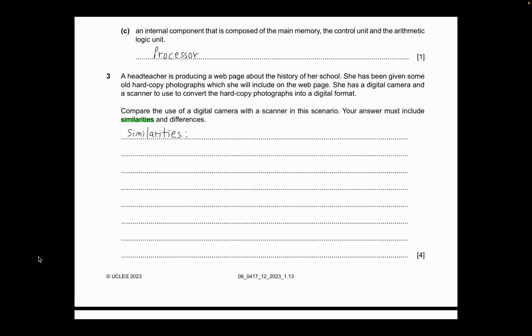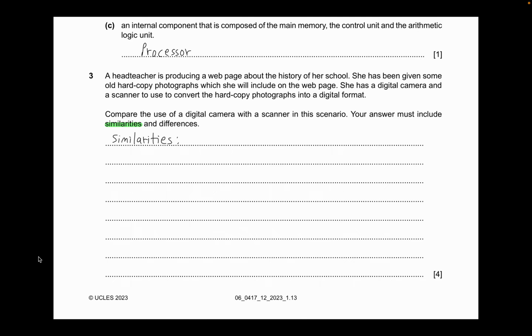Okay, let me just zoom in so that you guys can see it much more clearly. This is going to be your similarities. Similarities are that they both capture images and store digital data. These are some of the key points that you do have to remember. Okay, just learn this and apply this during your paper. They both capture images and they store digital data.